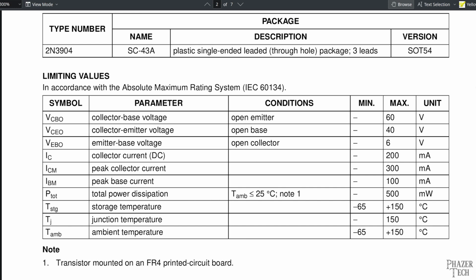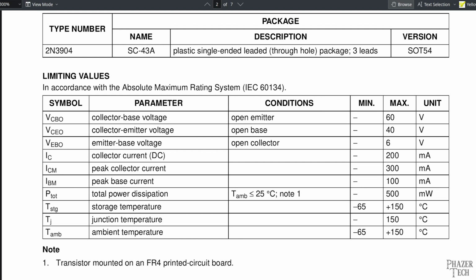But anyway, so back to what I was saying about the power dissipation. At 10 volts, you're only going to be able to get 50 milliamps out of this thing. So the total power dissipation is the important spec to really pay attention to when it comes to your limit.